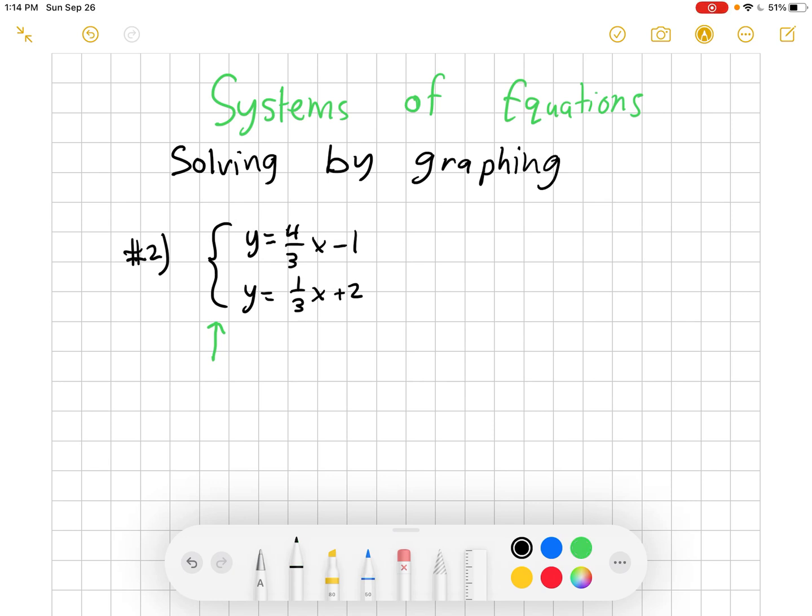From here, it's really not too bad. Essentially, what you have to do is just graph the two lines that you were given. So I'm going to go ahead and put in my XY axes. I'm going to start with the top line, and I'll do so in blue. Notice this is already in slope-intercept form.